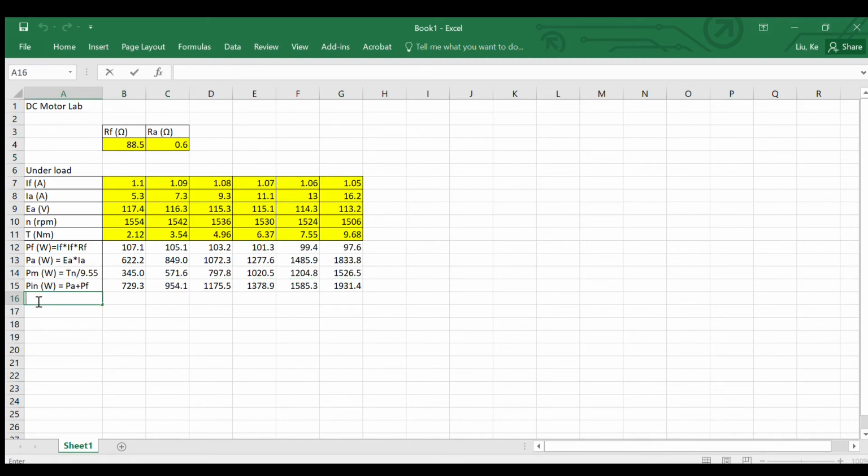So next one will be the efficiency. So what's the efficiency calculation here? It will be the output power, and in a motor the output power will be the mechanical power, right? So it will be the mechanical power divided by the total input power. We just calculate. Okay, again use the formula. So equal and mechanical power over input power. Done. Okay, and again drag it, and then finish all the calculation for the whole set.